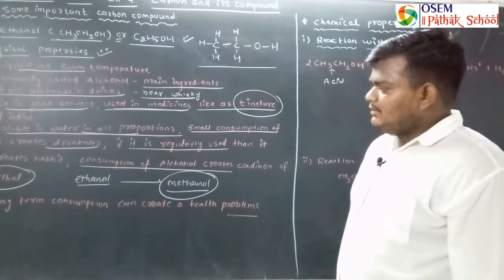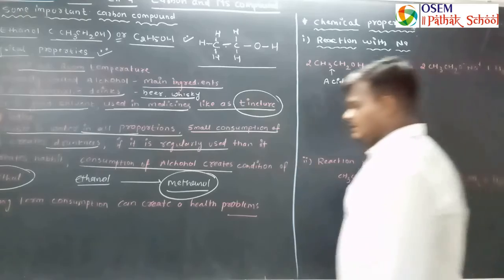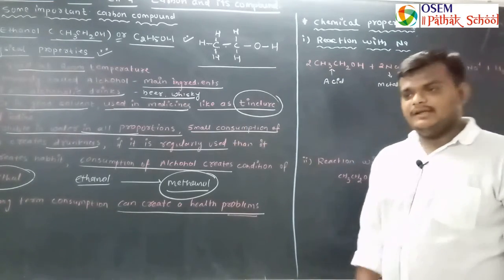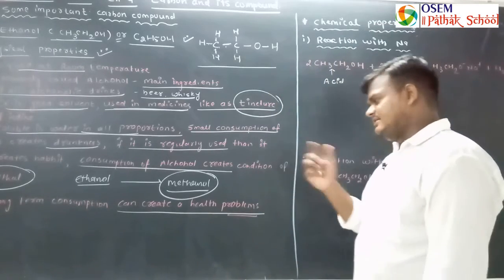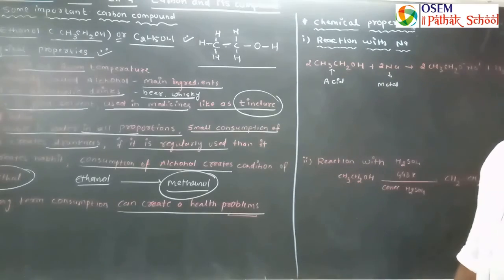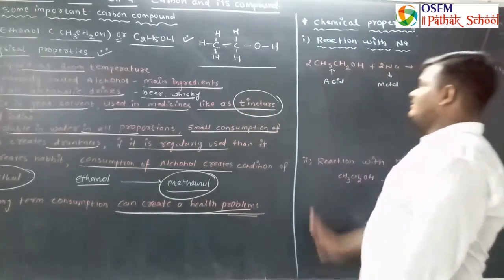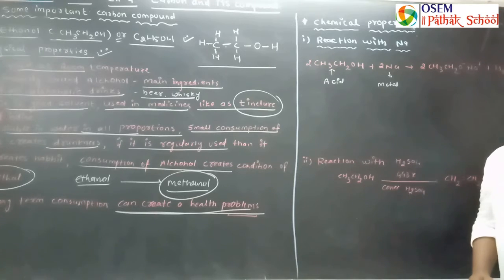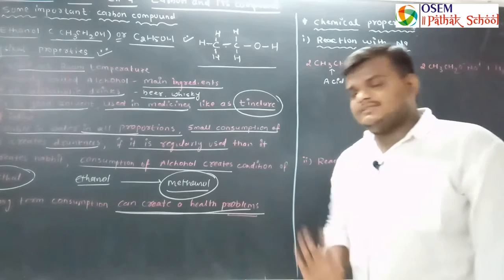And the last physical property is that long-term consumption of alcohol can create health problems. It can damage your liver, stomach, etc. So long-term consumption creates health problems. So these are the physical properties of alcohol. Now we are moving towards the chemical properties of alcohol. In the chemical properties, we will identify them by the reactions.